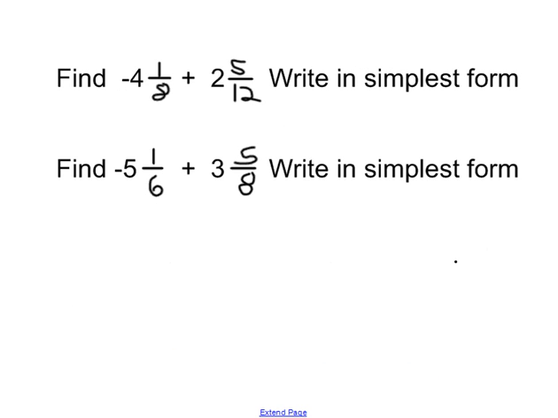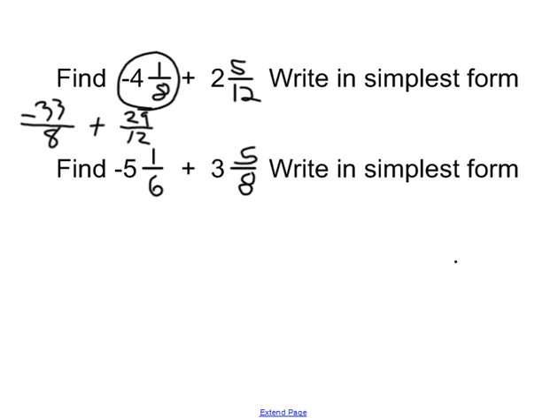Looking at the next fraction here, I've got mixed numerals. I'm going to go ahead and write this as an improper fraction and then look for the common denominator. 8 times 4 is 32 plus 1 more would be 33. It's a negative 33 over 8 plus, this would be 24 plus 5 would be 29 over 12.